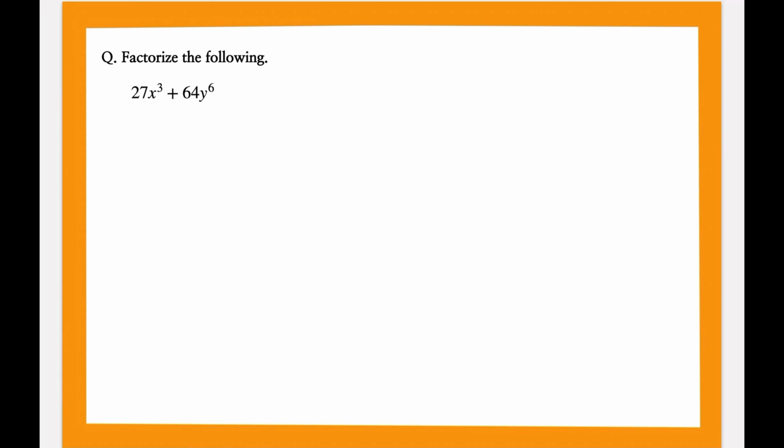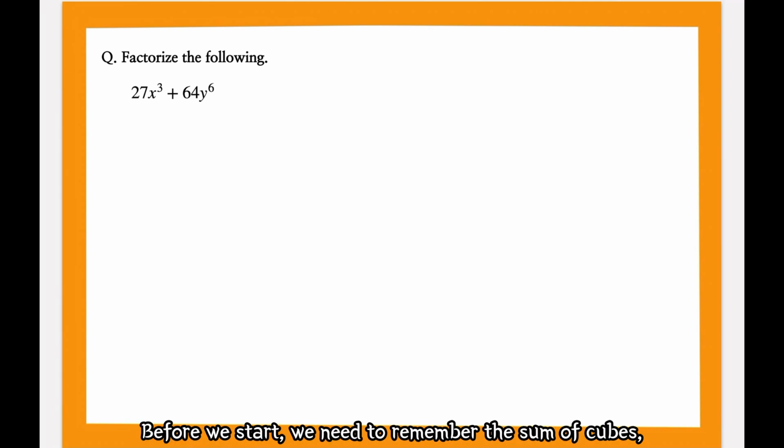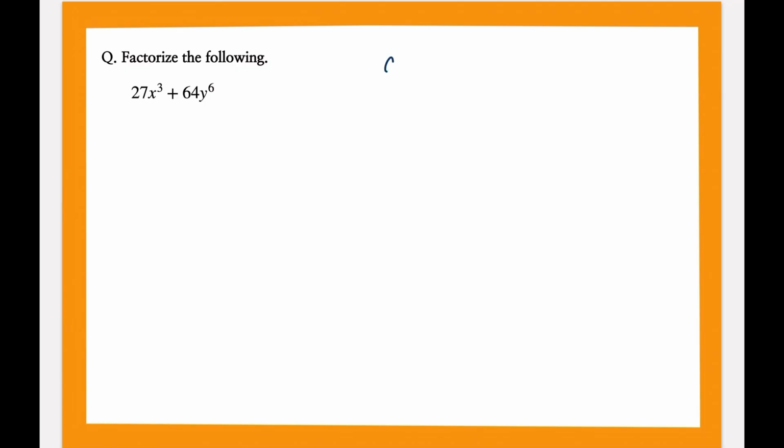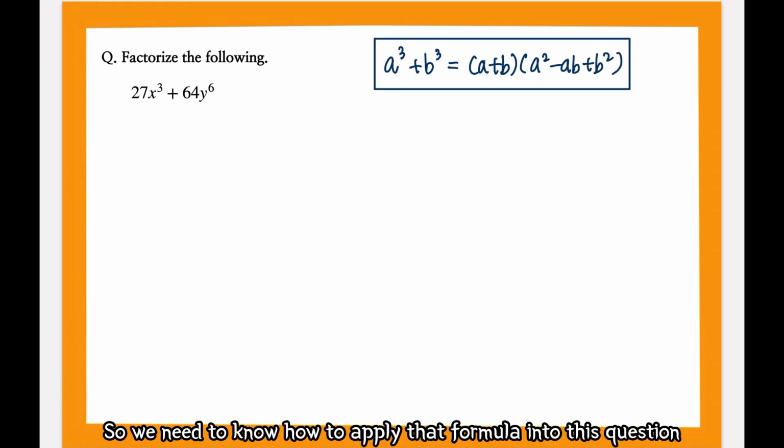Here is a question for today. We have to factorize the following. Before we start, we need to remember the sum of cubes, which is a cubed plus b cubed equals (a plus b)(a squared minus ab plus b squared). So we need to know how to apply that formula to this question.